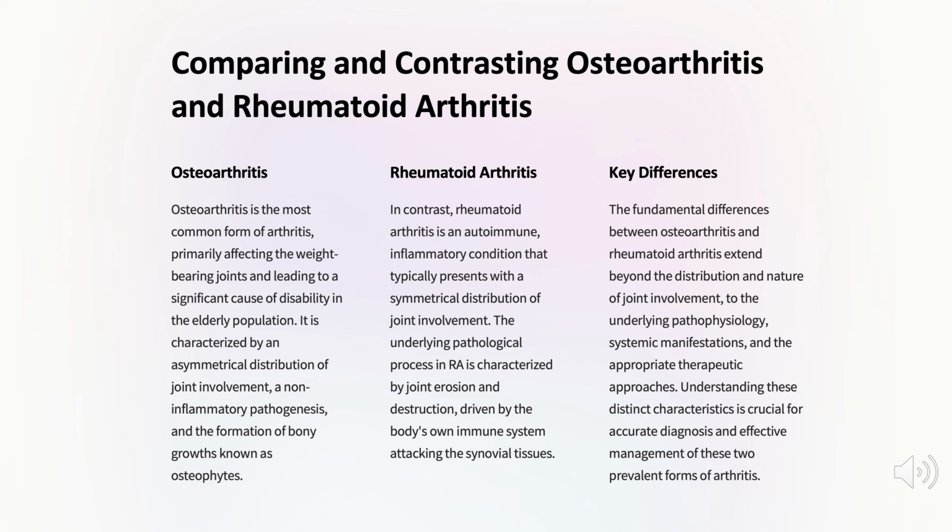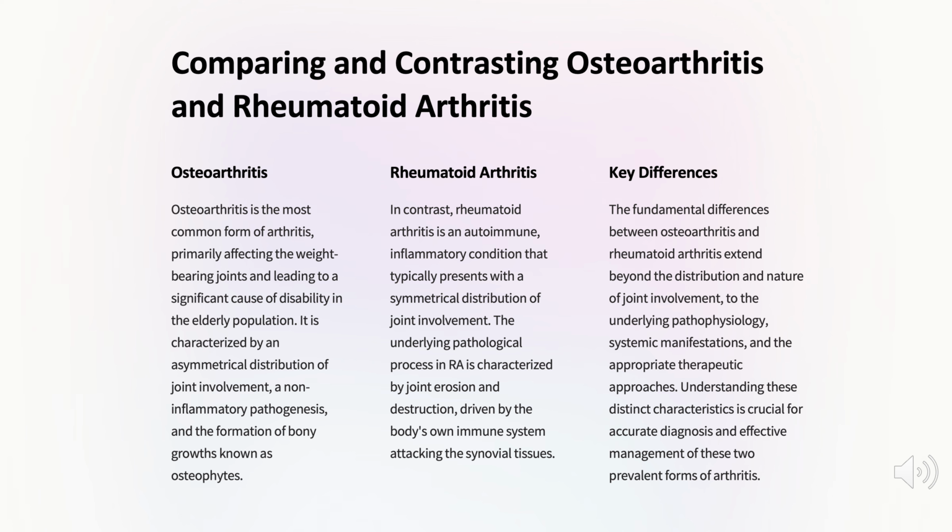Let's compare and contrast osteoarthritis, OA, and rheumatoid arthritis, RA, to gain a comprehensive understanding of these two prevalent forms of arthritis. Osteoarthritis, the most common form of arthritis, primarily affects weight-bearing joints and is a significant cause of disability in the elderly population. It's characterized by an asymmetrical distribution of joint involvement, a non-inflammatory pathogenesis, and the formation of bony growths known as osteophytes.